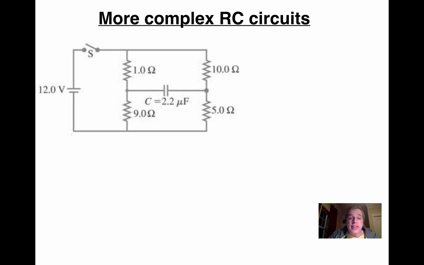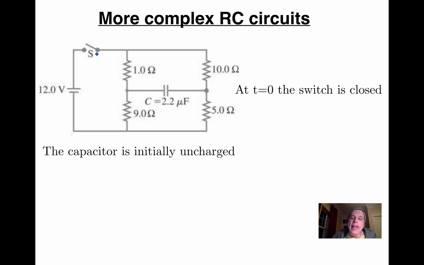Now, we can deal sometimes with more complex RC circuits. For example, here, this is not really clear, sorry, but the key point here is that you have a switch here, you have a battery here, you have 4 resistors, and then you have this capacitor here connected here. And let's say that as before we close the switch at t equals 0, and let's say that the capacitor here is initially uncharged.